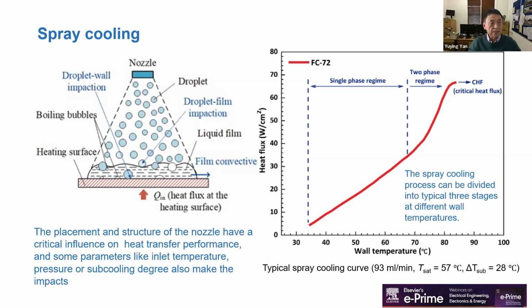The placement and structure of the nozzle have a critical influence on heat transfer performance. Pressure and the subcooling degree also have an impact. The spray cooling process can be divided into typically three stages at different wall temperatures: a single-phase stage, a two-phase regime, and also after reaching the critical heat flux.